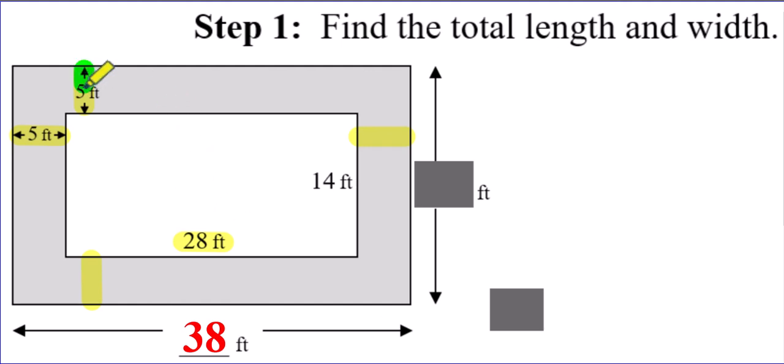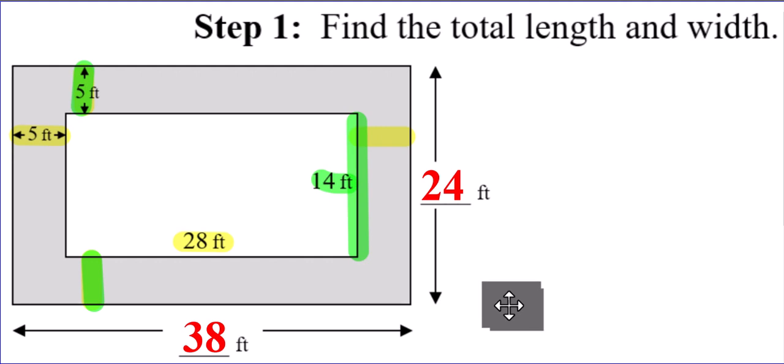Likewise, if this is 5 feet tall and this section here is also 5 feet tall, then we are going to add it to the section here that is 14 feet tall. So let's do this together. 5 plus 5 is 10, plus 14 is 24 feet. Go ahead and fill in those blanks. All right, so that's step one.